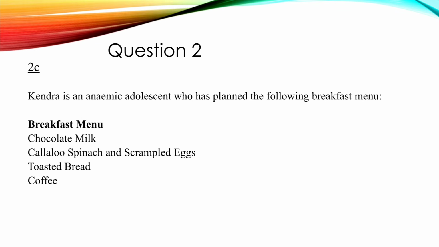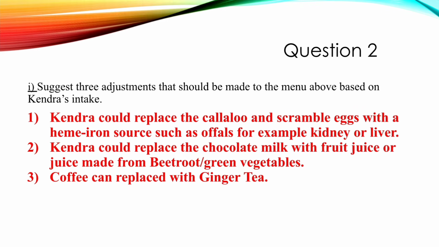Alright, this next question says that Kendra is an anemic adolescent who has planned the following breakfast menu. So for breakfast, Kendra is having chocolate milk, callaloo spinach and scrambled eggs, toasted bread, and coffee. So the question says, suggest 3 adjustments that should be made to the menu above based on Kendra's condition.